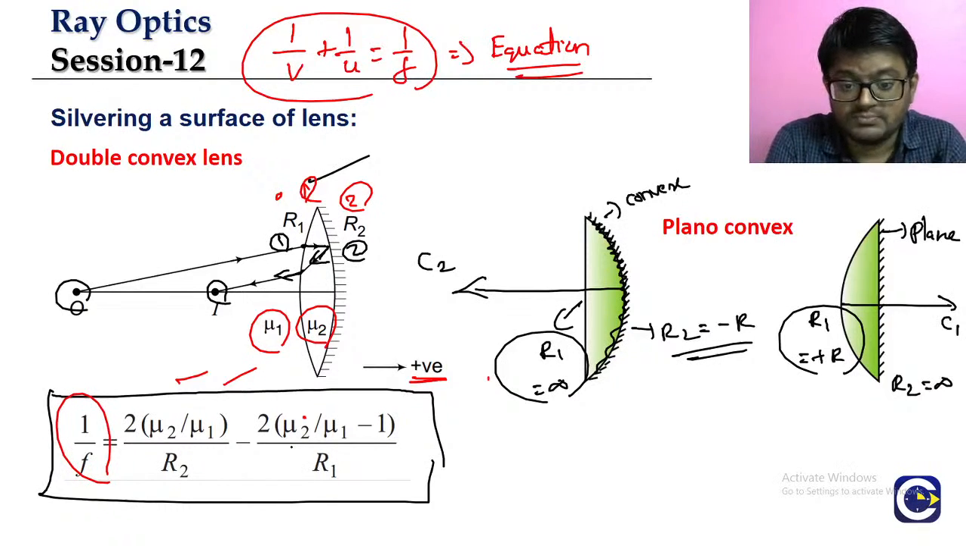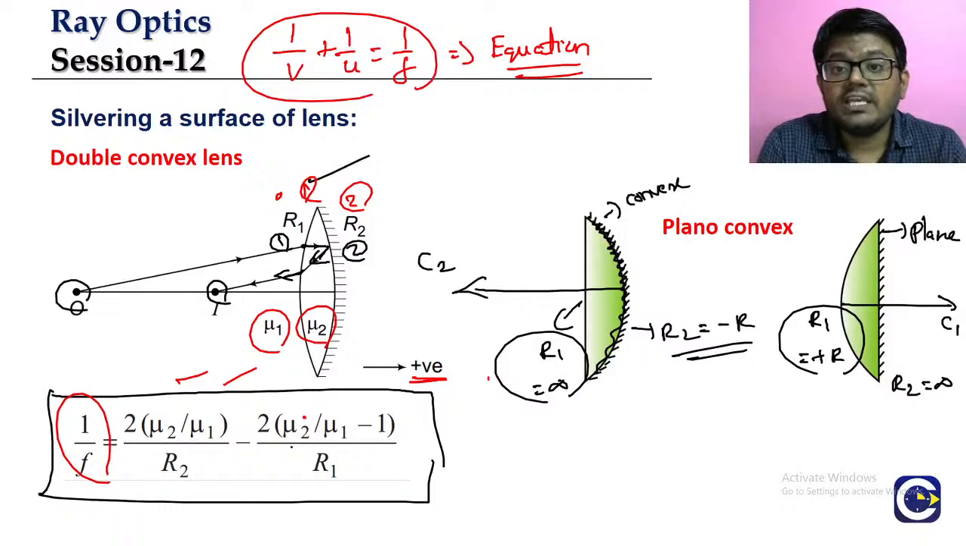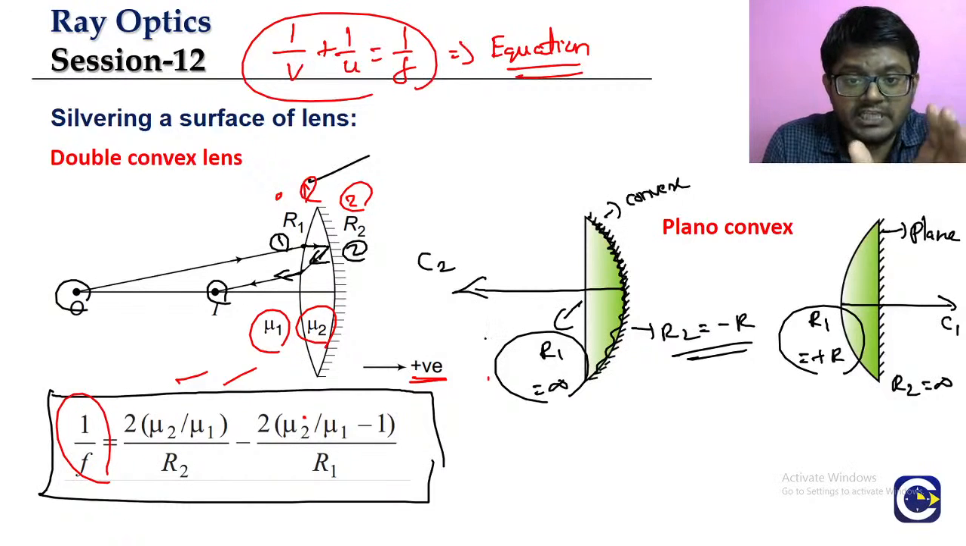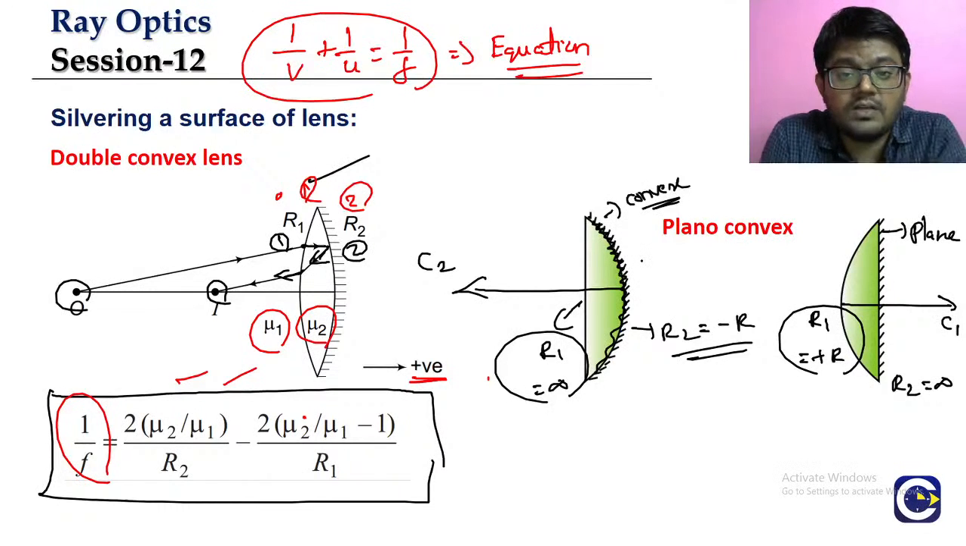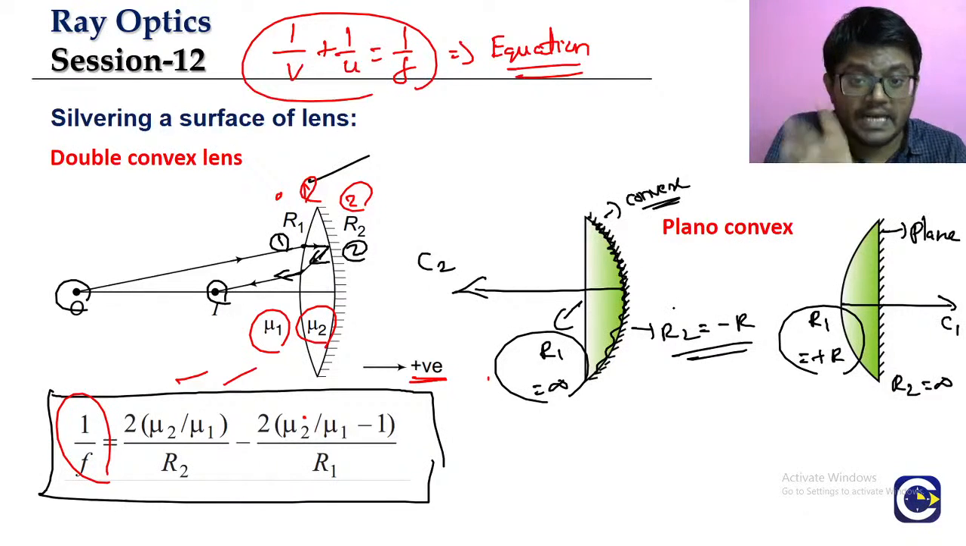That is one. The second thing is, we have to make a note of the actual positioning. When they say that a plano-convex lens is silvered on the convex side, it means R2 will be our convex part, and R1 will be the plane part. So we have to keep a view on the actual arrangement. That is how we will use the equation.